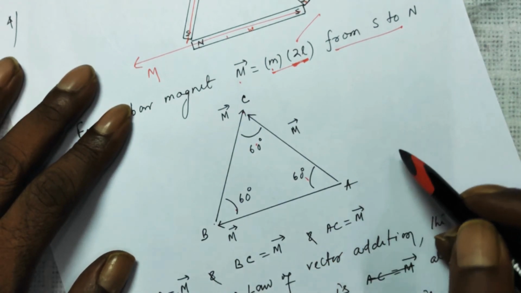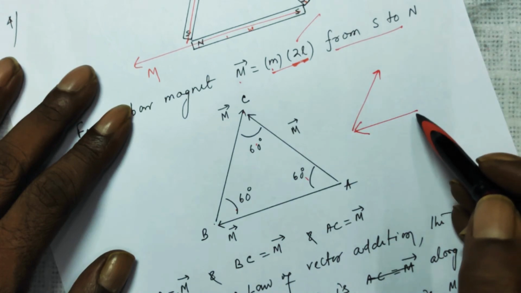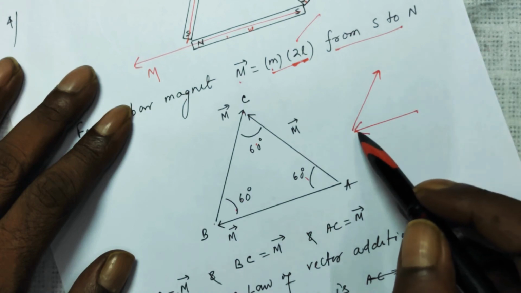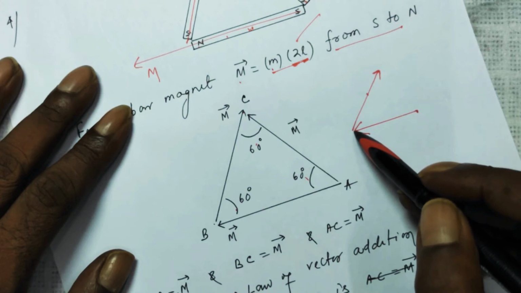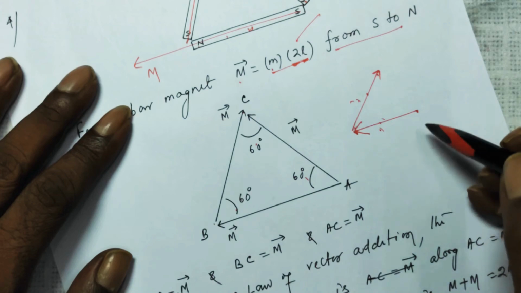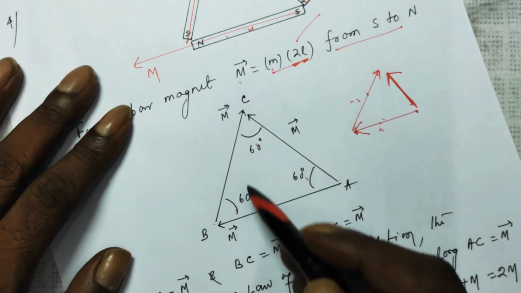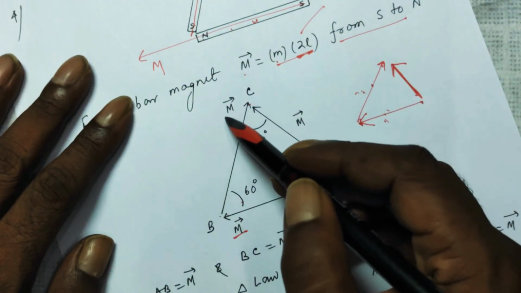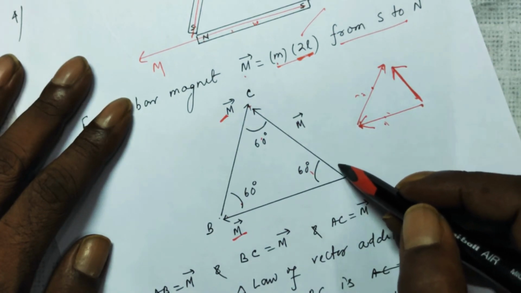You know, in the triangle law of vector addition, if there is one vector like this and another like this, in a head-tail combination, the second vector starts from the head of the first vector and arrives here. Then the resultant of these two in triangle law was this. So in this case, the resultant of this M and this M will be, according to triangle law, to this side.